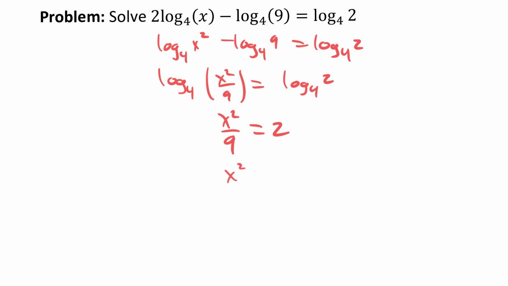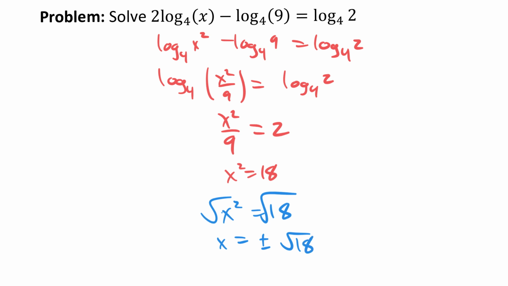Multiply up to 9. Now here, in terms of solving it, you could factor it, but you could also like square root both sides. So you get x squared equals 18, and you can square root. Remember, when you square root an x squared, you always get plus minus, so the answer is plus minus root 18, which technically means x equals negative root 18 and x equals positive root 18.